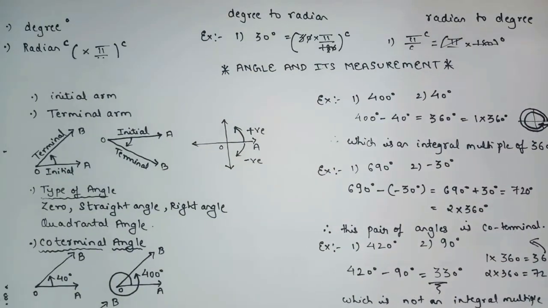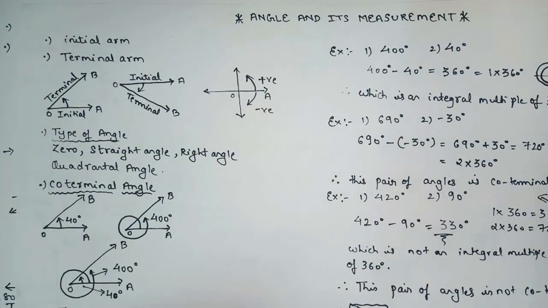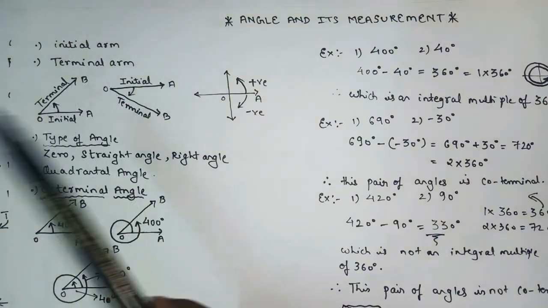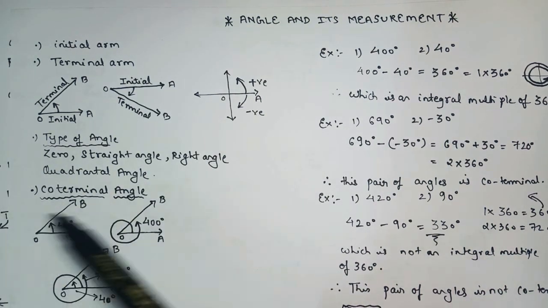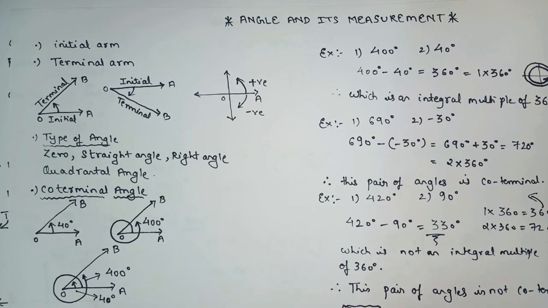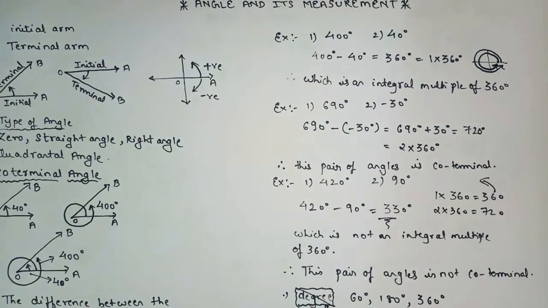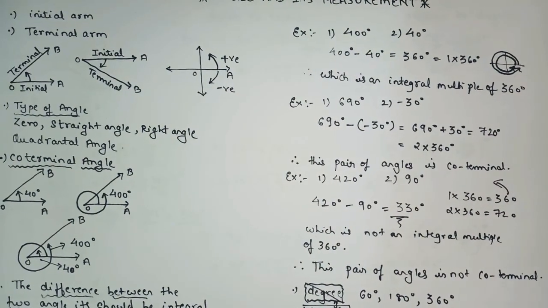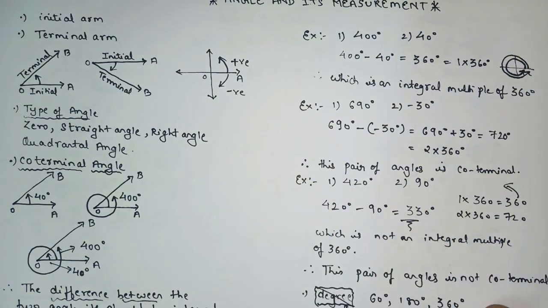So we saw the basic knowledge of your 10th standard, that is what is initial arm, what is terminal arm. Yes or no? And we saw the types of angle. In that types of angle I told the co-terminal angle will play an important role. We saw the definition of the co-terminal. We took some example as your first question of your exercise. It is based on the co-terminal angle only.